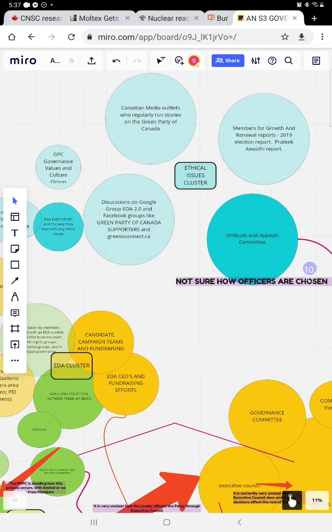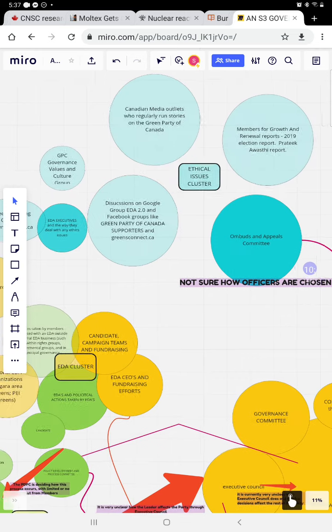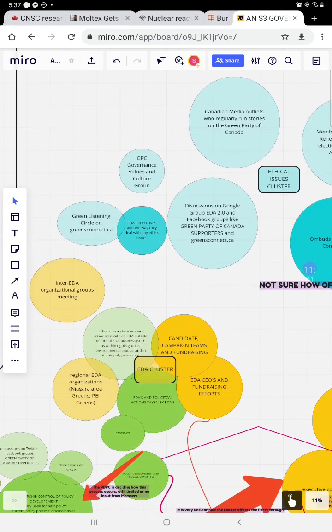Then we have the Canadian media, which I believe is the court of public opinion, and it's not an official wing of the Green Party of Canada, but it does affect how we feel about each other and about ourselves. And there is a lot of informal discussion, right? And then you also have an ad hoc group of grassroots Greens that I'm on, where we just talk about ethical issues, the GPC Governance, Values, and Culture group.